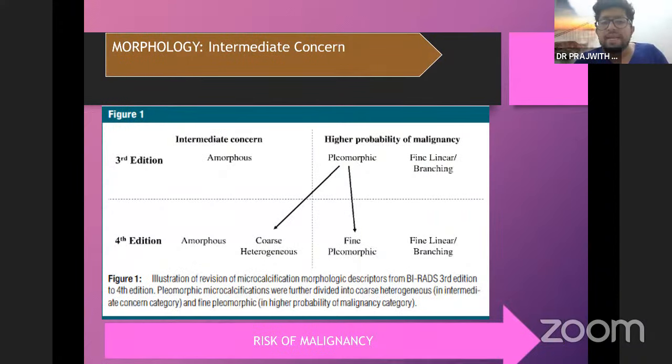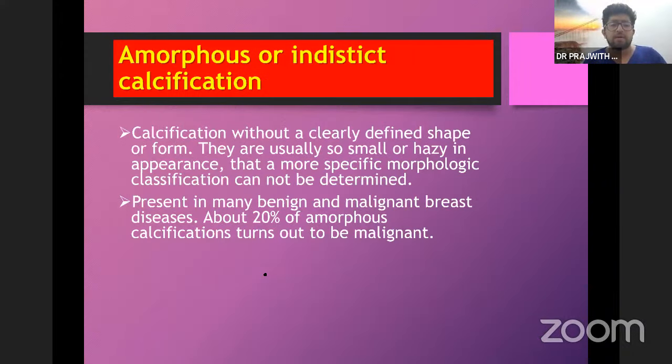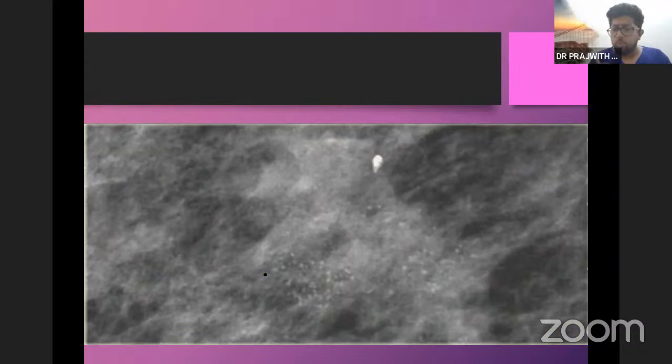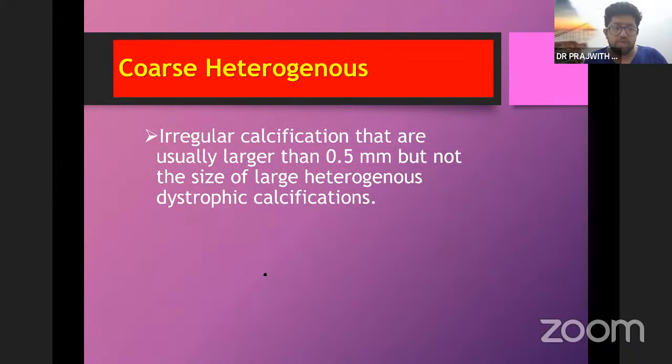When do I call it an intermediate type of calcification? When it is amorphous or when it is coarse. When do we call it amorphous? When they are slightly bigger, but they don't have well-defined borders. They'll be hazy calcifications, slightly bigger calcifications. That's when we call it amorphous calcification.